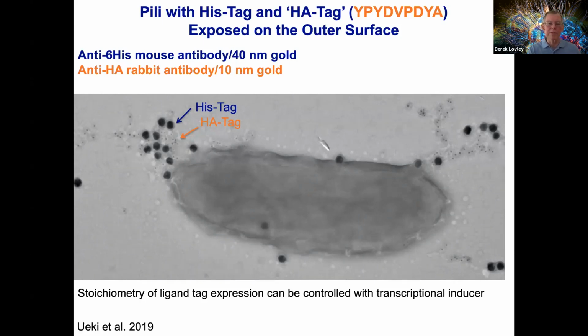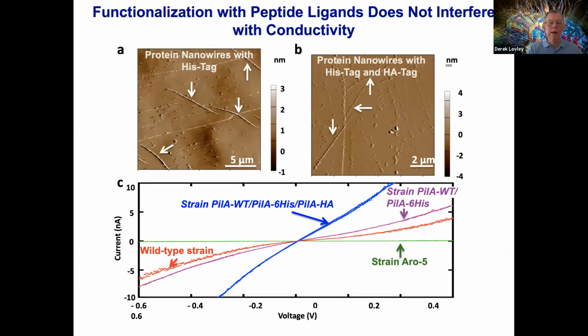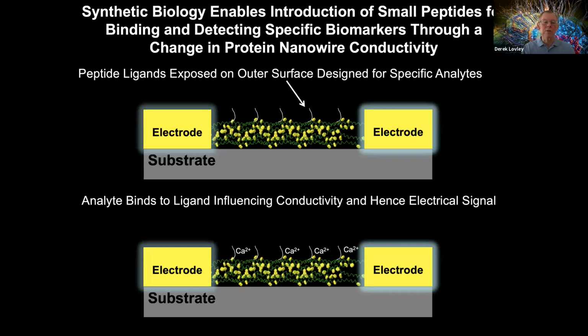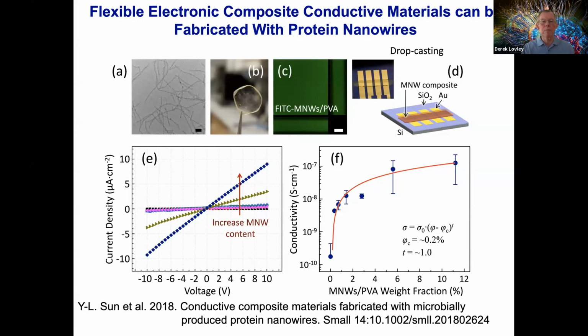We can control the stoichiometry of one tag or multiple tags using genetic circuits that control how much of that specific pillin of interest is produced. And fortunately, adding on those peptide ligands has no negative impact on the conductivity. In fact, for the 2 that we made, or at least one of them, it actually slightly increased conductivity. So that was lucky. So again, the idea is if you have these ligands sticking off of the wire, they're specific for analytes of interest. When this analyte binds, because of the near field interactions, this will change the conductivity of the wire and therefore change the electrical output of the sensing device.